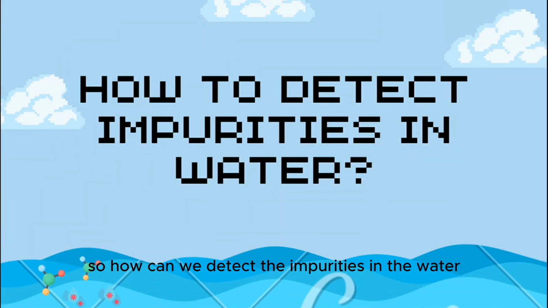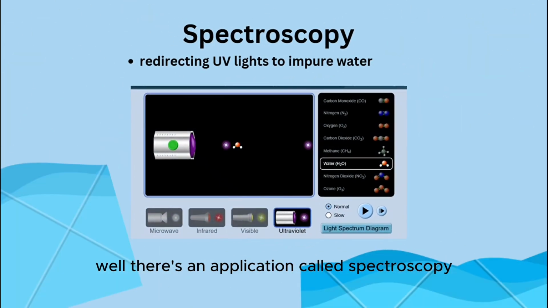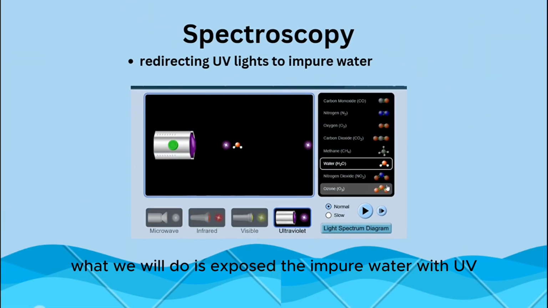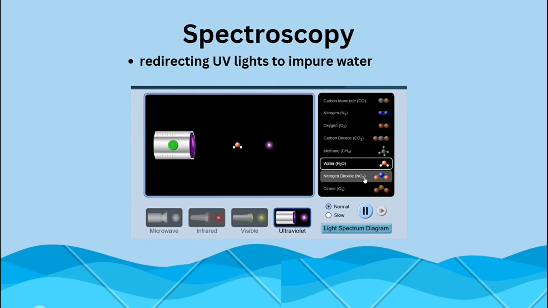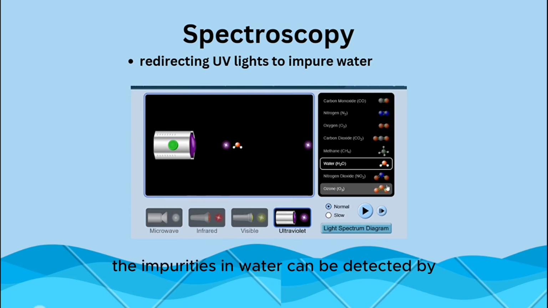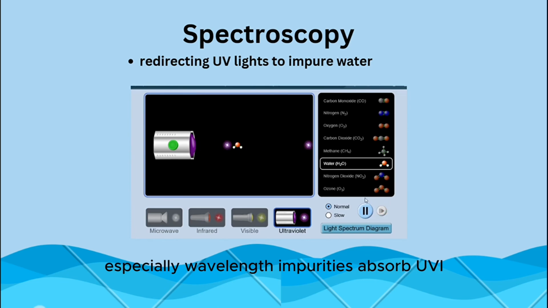So, how can we detect the impurities in the water? Well, there's an application called spectroscopy. What we will do is expose the impure water to UV. The impurities in water can be detected by measuring the absorbance of UV light at specific wavelengths.